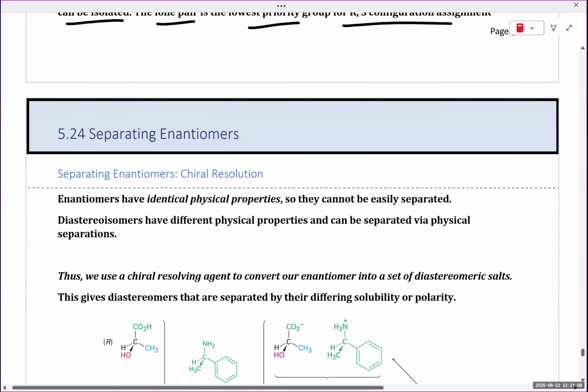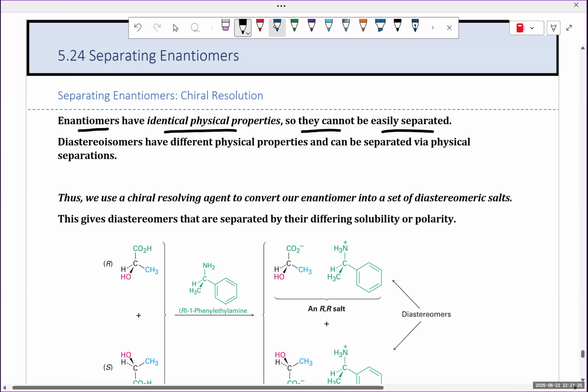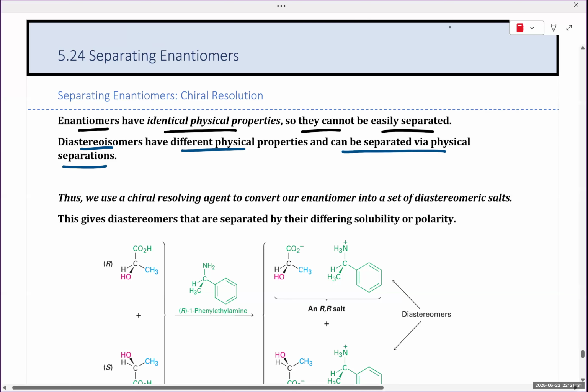On that note, let's talk about separating enantiomers. Now, because enantiomers have identical physical properties, they cannot be easily separated. However, diastereoisomers have different physical properties and can be separated via physical separations.